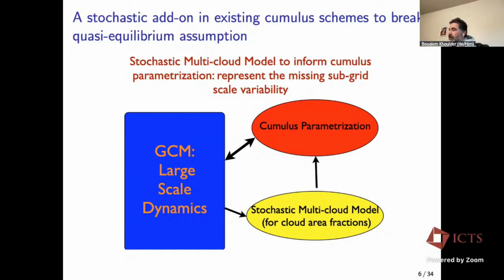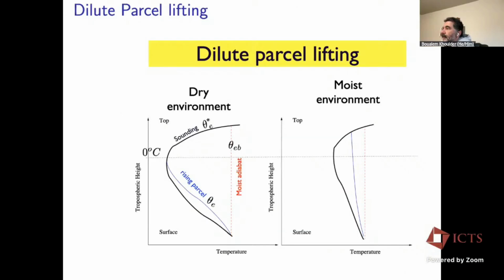So the idea is then to build that stochastic multi-cloud model, but then use it as a fix to cumulus parameterizations that typically assume the quasi-equilibrium. So then you use the stochastic model to break the quasi-equilibrium, and also add this kind of self-similarity and self-organization of clouds across scales into the parameterization, so that the parameterization talks to the GCM, and the GCM forces the stochastic model, and so on. So why congestus clouds?